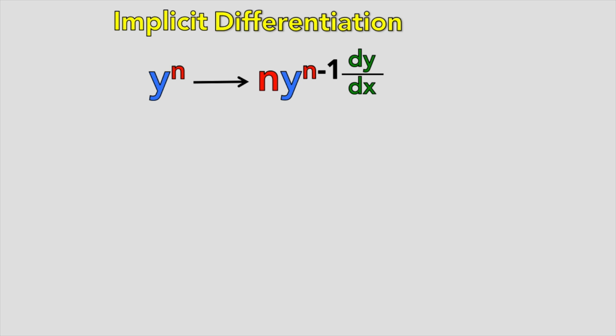Okay, moving on. So x cubed y squared can now be differentiated using implicit differentiation and the product rule.